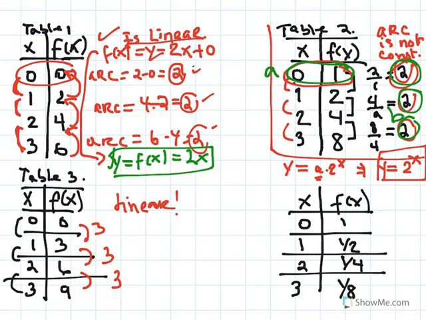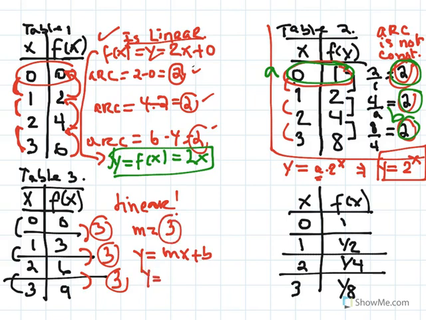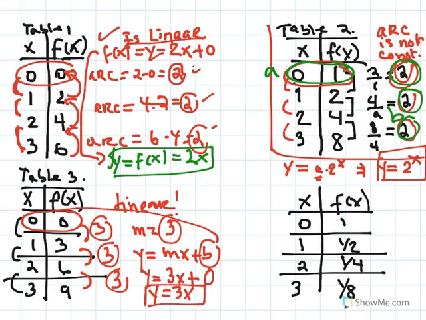Why? Because when I subtract consecutive outputs, the number is constant. This constant number is the slope of the line, m equals 3. This function is y equals mx plus b, but m is 3, so y equals 3x plus b, and remember that b is right here, 3x plus 0. So the function is a linear function given by y equals 3x. Okay?